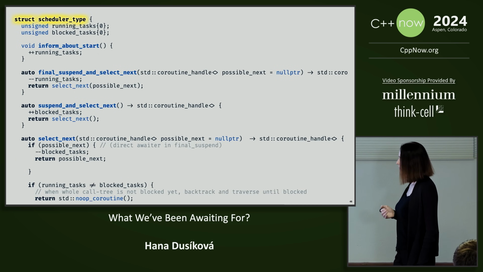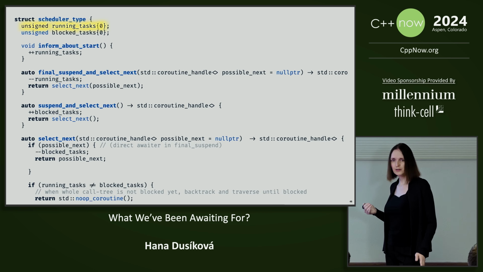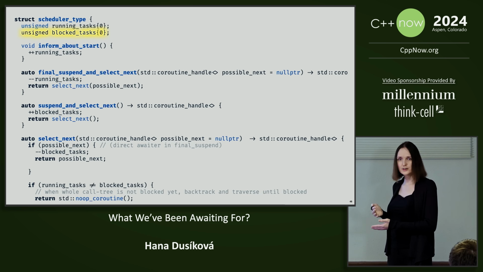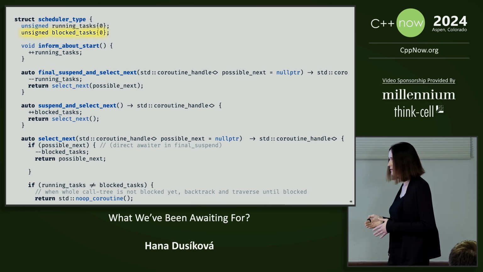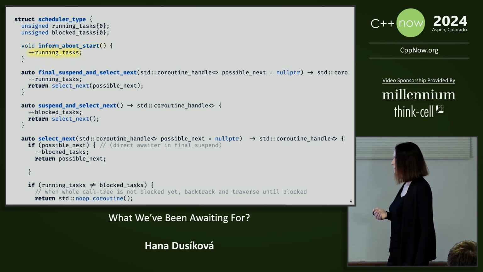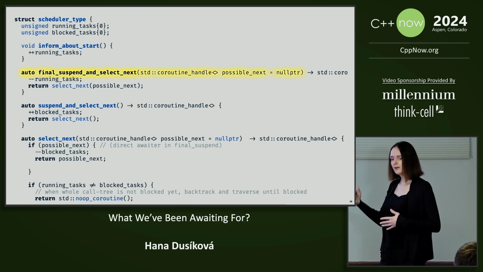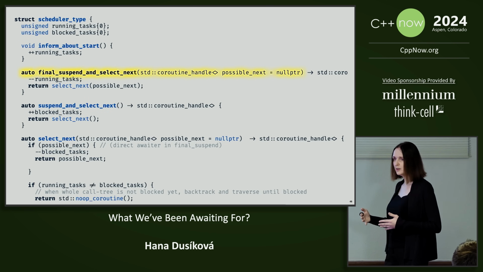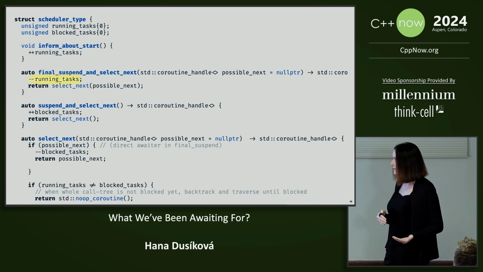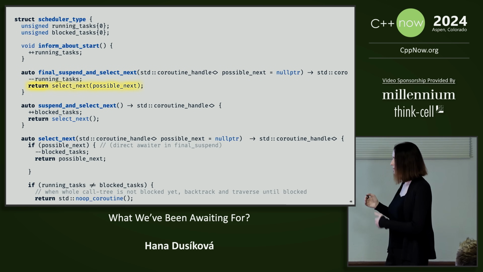So the scheduler: I have a counter for running tasks, the number of coroutines I started. I have a counter for blocked tasks, the number of coroutines which reached a point where they are blocked by something else. Every time I start a coroutine, I inform about the start by incrementing the number. And every time I reach the final suspend point of a coroutine, I will get a hint for a possible next coroutine. Maybe someone is awaiting on the current coroutine which finished. And I decrement the number of running tasks and select something next with the hint.